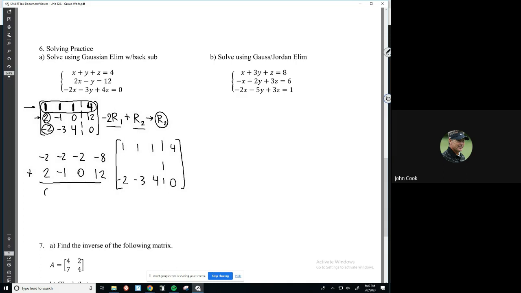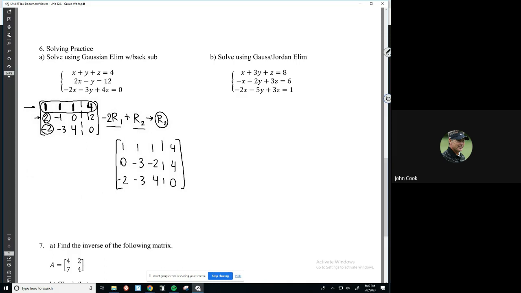2 minus 2 is 0, so I get a 0 for my first term. Negative 2 minus 1 is a negative 3, so I get a negative 3 over here. And then negative 2 plus 0 is a negative 2, so I get a negative 2 for this one. And then negative 8 plus 12 is going to give me a positive 4. Okay, there we go. That's what I would do for my first part of getting Gaussian elimination going.